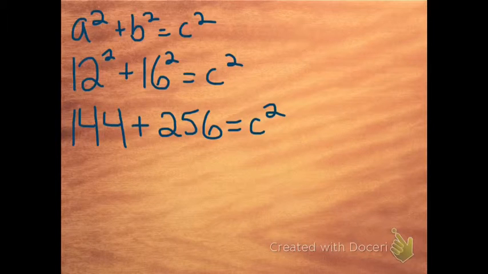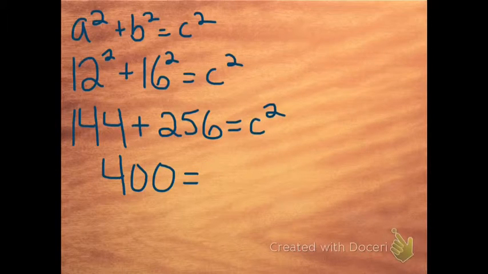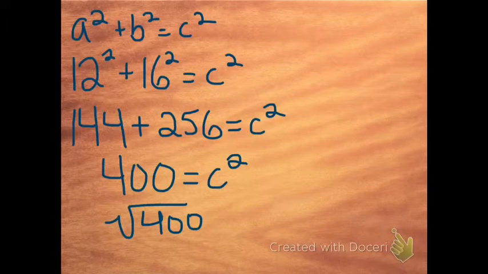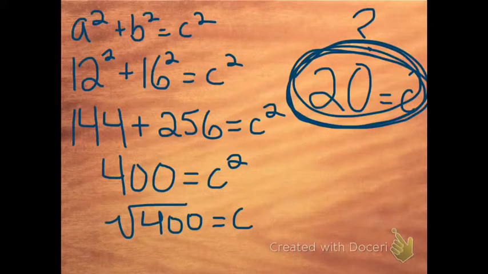The next step is adding. So what is 144 plus 256? Well, it becomes 400 equals c squared. So, what is the square root of 400? You don't know? Well, the square root of 400 then becomes 20. So 20 equals c.